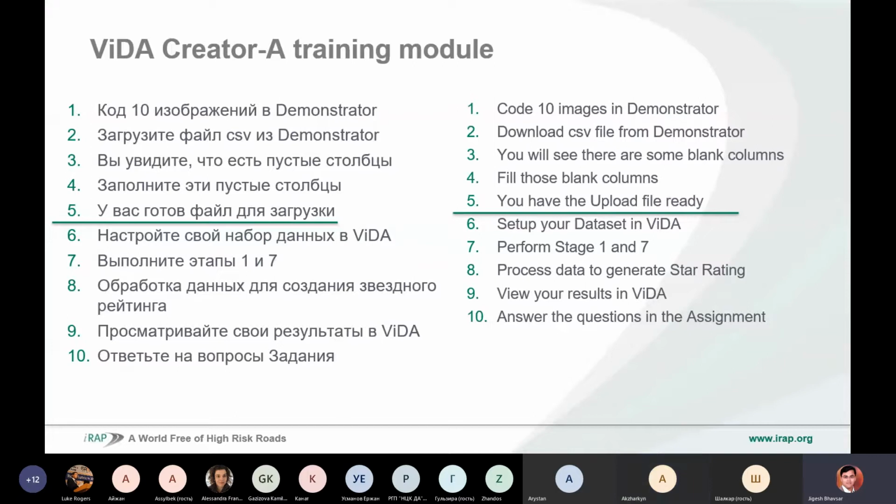Okay, so the first step is to code those 10 images in demonstrator, which was part of your previous module. We can see many of the participants have completed that, so it's good. So that's the step number 1 required.